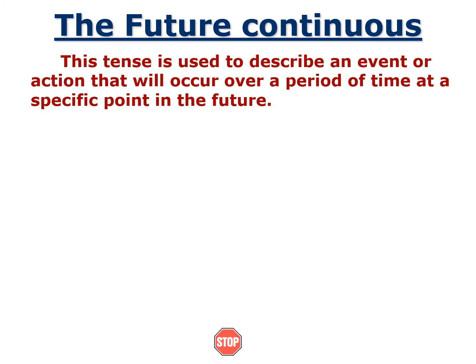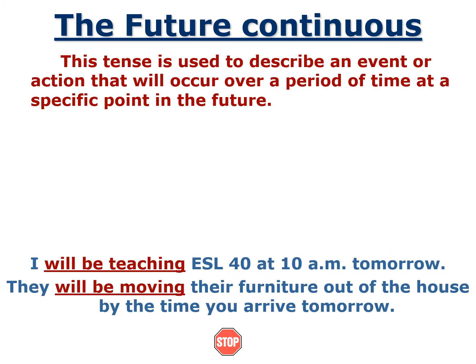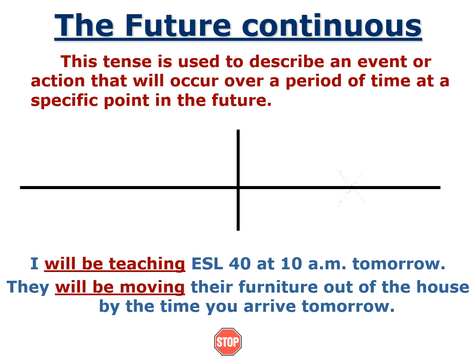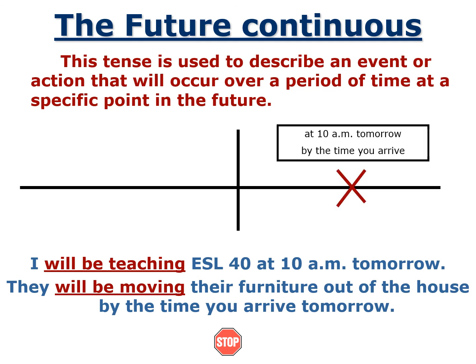The future continuous. This tense is used to describe an event or an action that will occur over a period of time at a specific point in the future. I will be teaching ESL, English as a second language, at 10 a.m. tomorrow. So, which means that at a certain time, the specific time in the future, at 10, maybe this is 9. So at this time, I will be doing something. So we use will be plus verb plus ing.